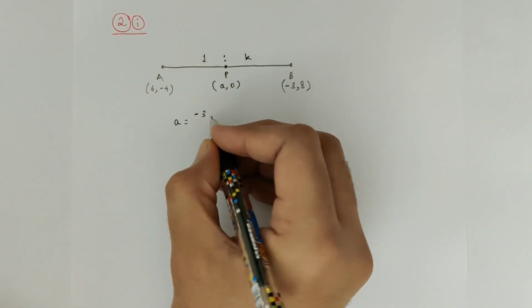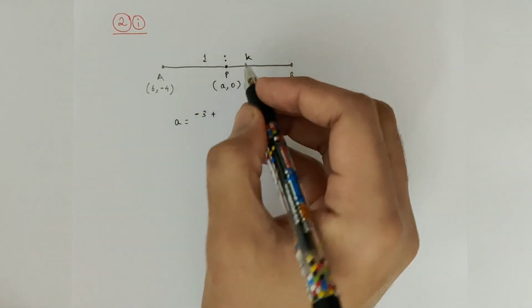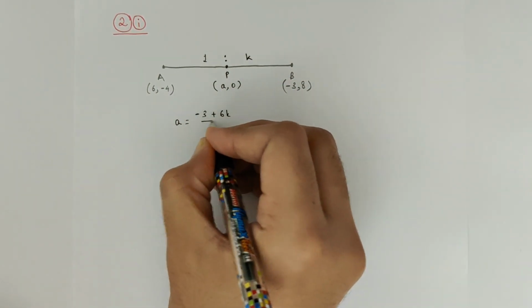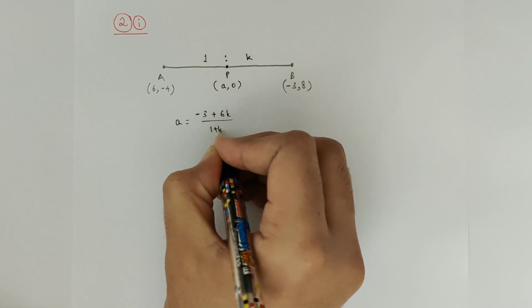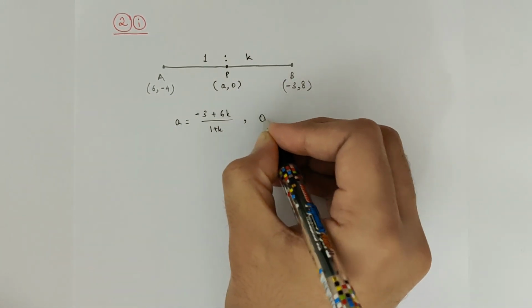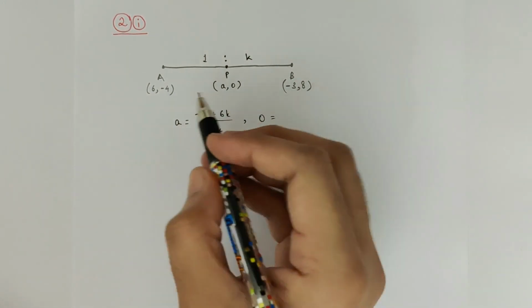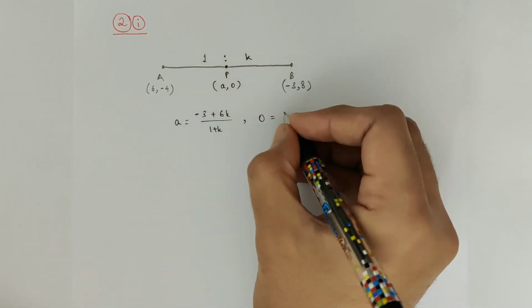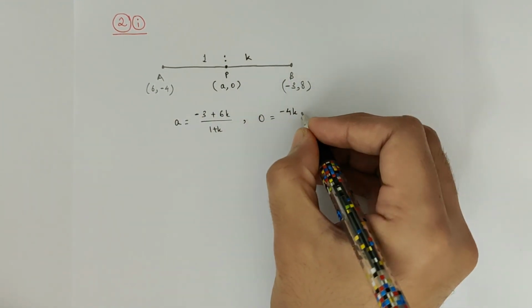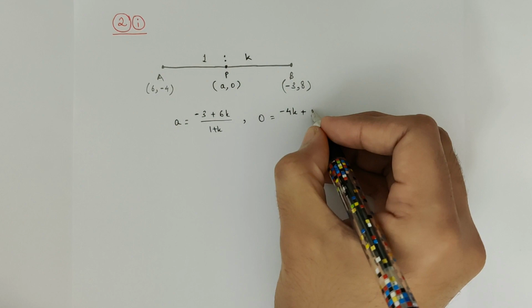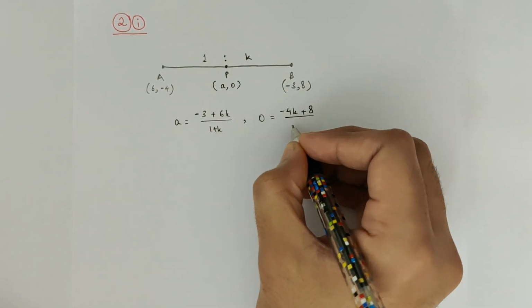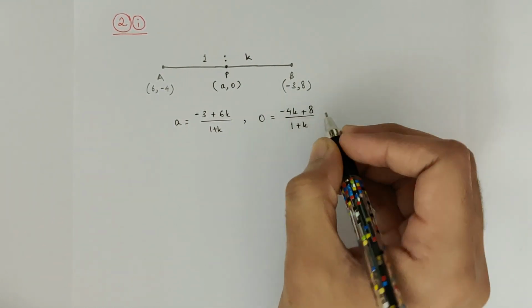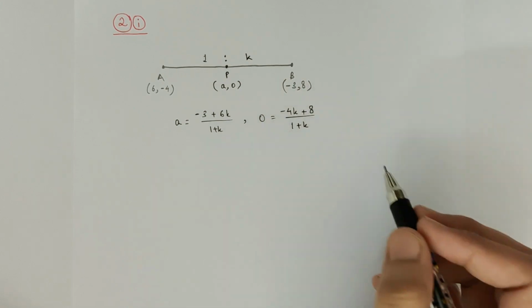Now we can use the section formula, which gives a equal to (minus 3 into 1 plus 6 into K), so 6K, divided by 1 plus K, and 0 will be equal to (minus 4K plus 8 into 1), so 8, divided by 1 plus K. So we can use this equation to find the value of K.